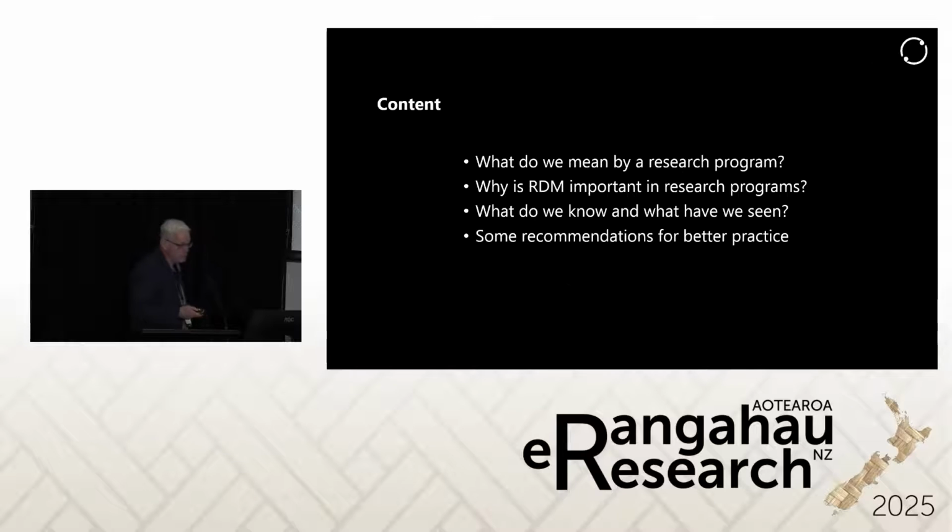So I'm going to talk a little bit about what a research program is, why research data management is important, and then I'm going to talk about some observations that myself and my colleague, Jude, who unfortunately couldn't be here, have noted, but we're not the only ones to have noted some of these issues, and then try and end up with some recommendations. And the recommendations are really going to be around planning up front how you're going to manage your data on the research programs. Don't try to retrofit it, which is what we've been asked to do on a couple of occasions.